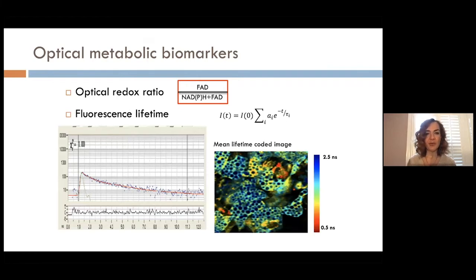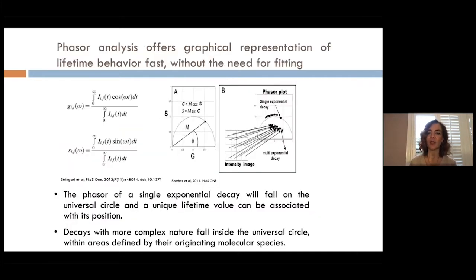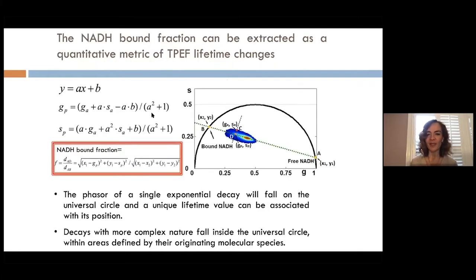The second metric that we use relies on fluorescence lifetime and the differences in fluorescence lifetime between bound and free NADH. Typically, lifetime is described via a sum of exponential decay functions. More recently, a lot of researchers have tried to adopt a phasor approach. You basically transform your data into the frequency domain. You don't do any fitting, but you look at it in phasor space.